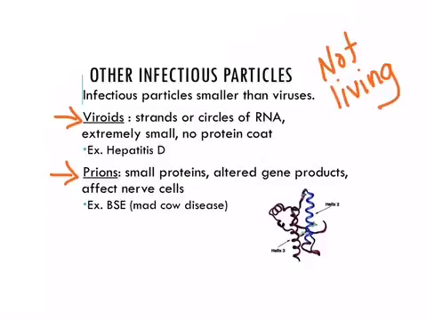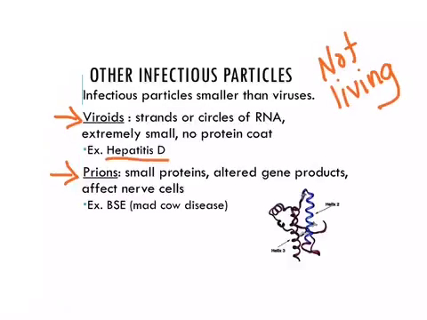Viroids are small pieces of RNA without a protein coat. So they're just a piece of loose nucleic acid, and they can infect other living things and make them ill. The most common are seen are plant viroids. So they most commonly infect plants, although there is a viroid that causes hepatitis D.